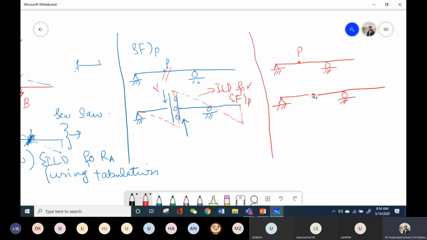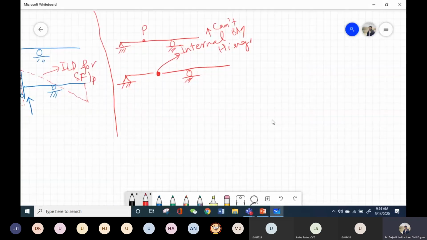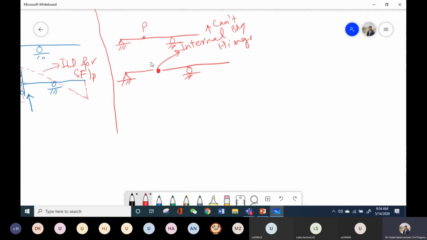And now I have to apply an internal hinge, just like we showed the roller guide which cannot resist the vertical loads. In this case, I will show an internal hinge at this point, whose purpose is that it cannot resist the bending moment. So I will apply two moments: on the left side in the counterclockwise direction, on the right side in the clockwise.